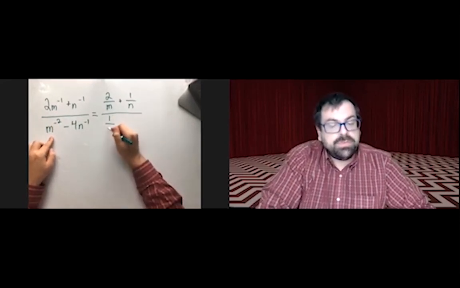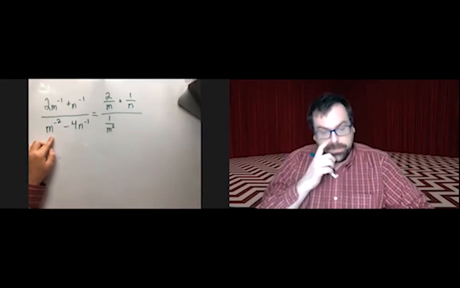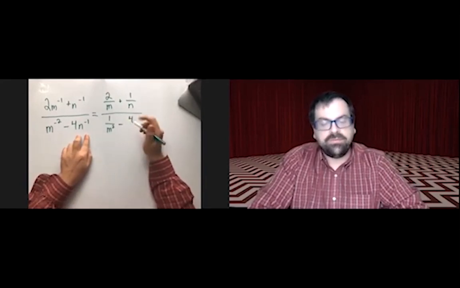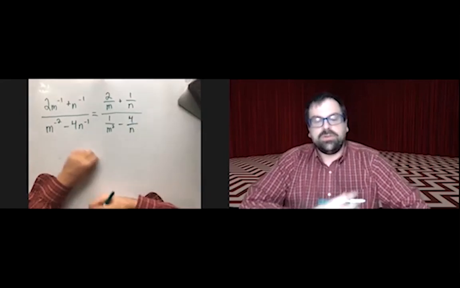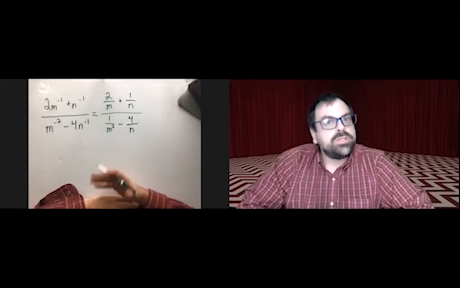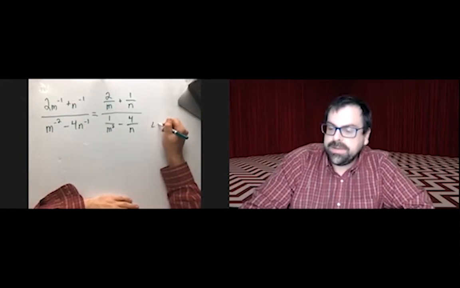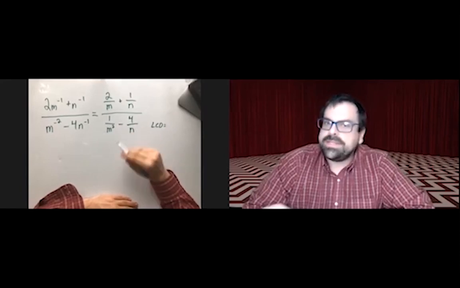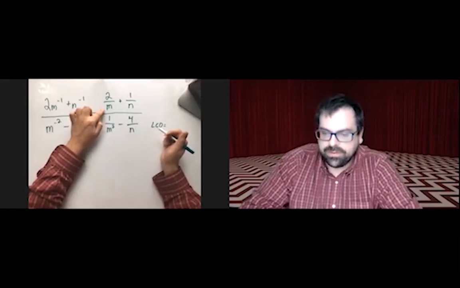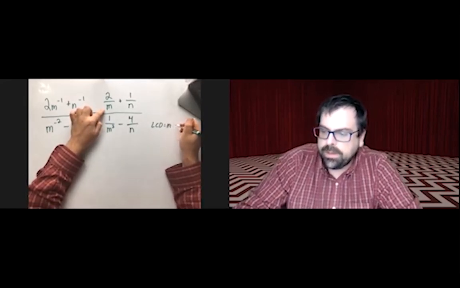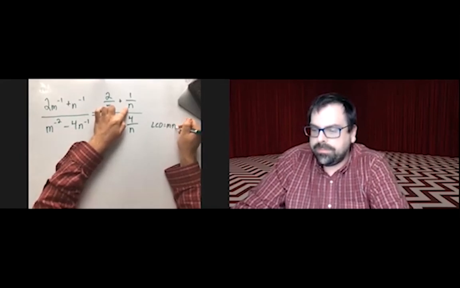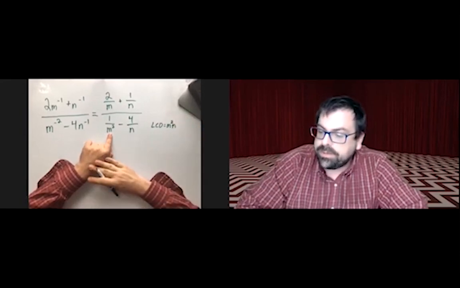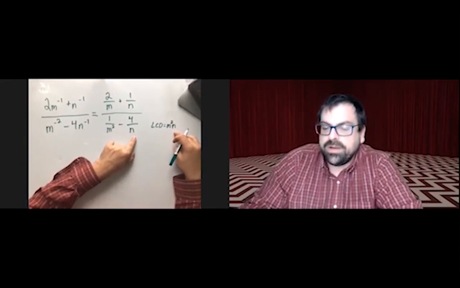M to the negative 2 would be 1 over m to the positive 2. Minus 4n to the negative 1 would be 4 over n to the first. So what's the LCD? The LCD of everything is every factor to the highest power we have. So m, n, m squared, that's higher than the m we already have, so it becomes m squared. N, we already have n.